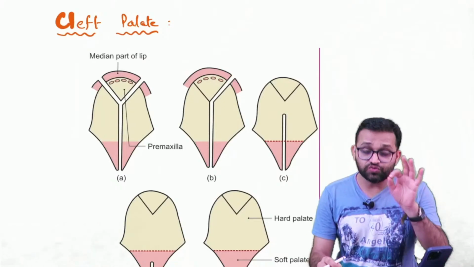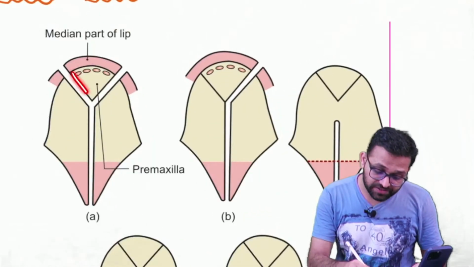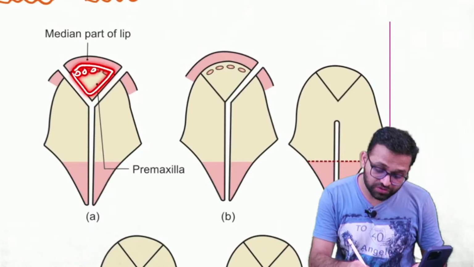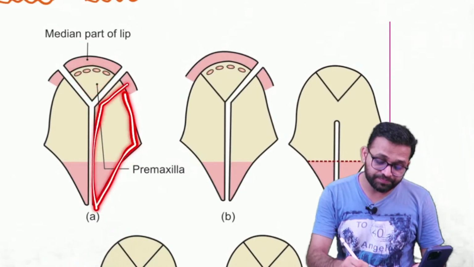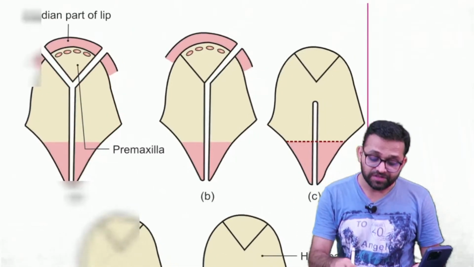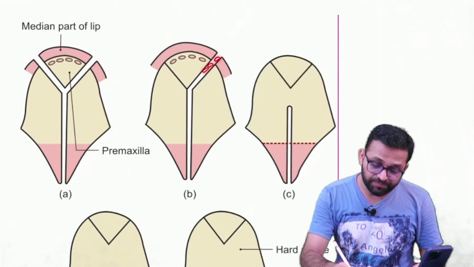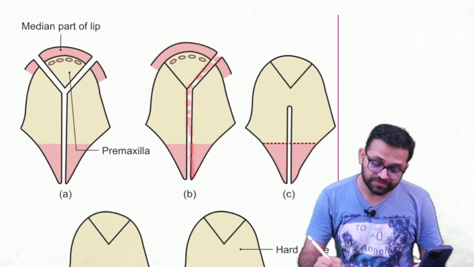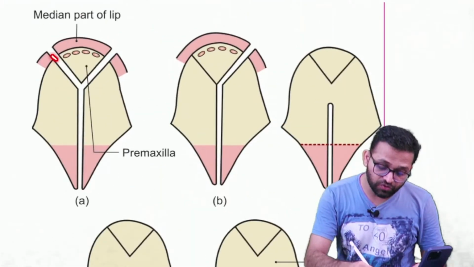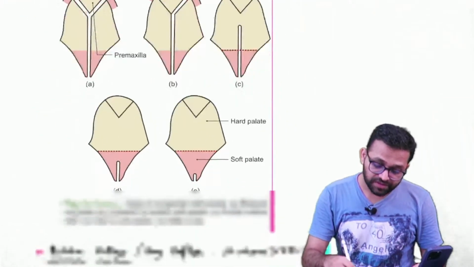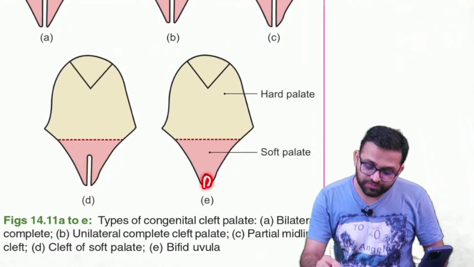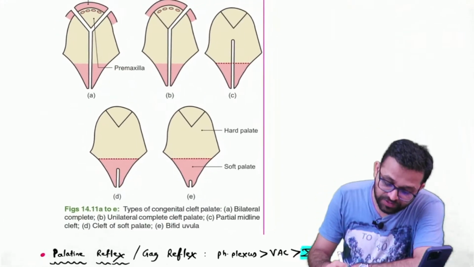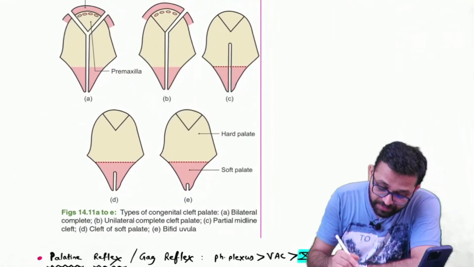Cleft palate. You will see in our embryology part there is a median part of the lip where the four incisors are developing. These are developing from the premaxilla, and this is the posterior part of the palate. Sometimes one part is fusing but another part is not fusing. Here there is complete no fusion, and here you can see partial fusion of the soft palate, and here a very small part. So you can see the types of congenital cleft palate.